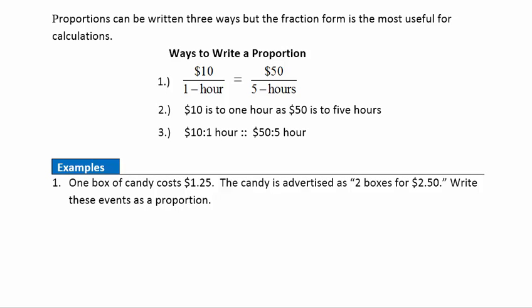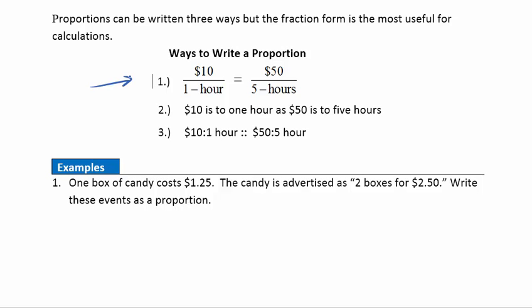Proportions can be written three ways, but the fraction form is the most useful for our calculations. Here are the ways we're going to write a proportion. The first one we're already showing you there is that we write one fraction equal to the next fraction. And that's the best way, and most of the time the most useful way for writing a proportion.